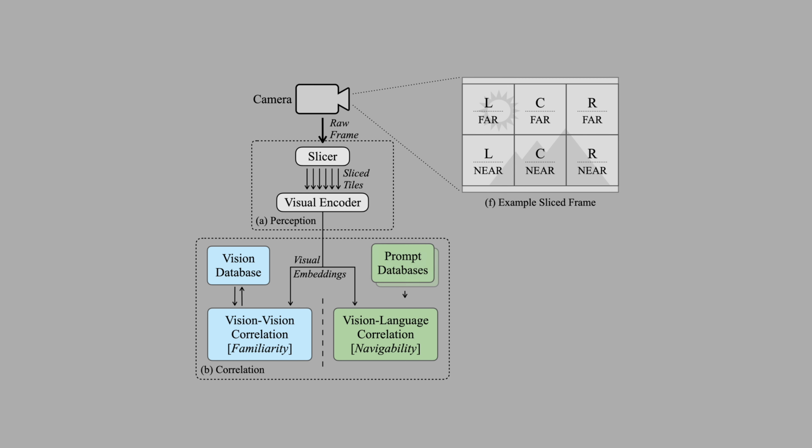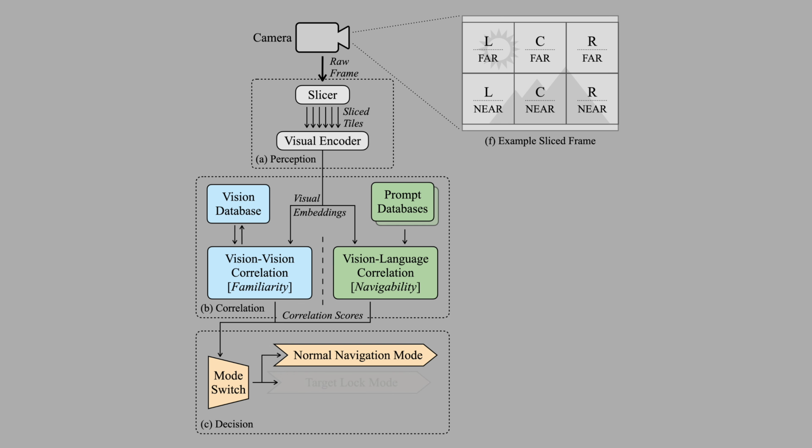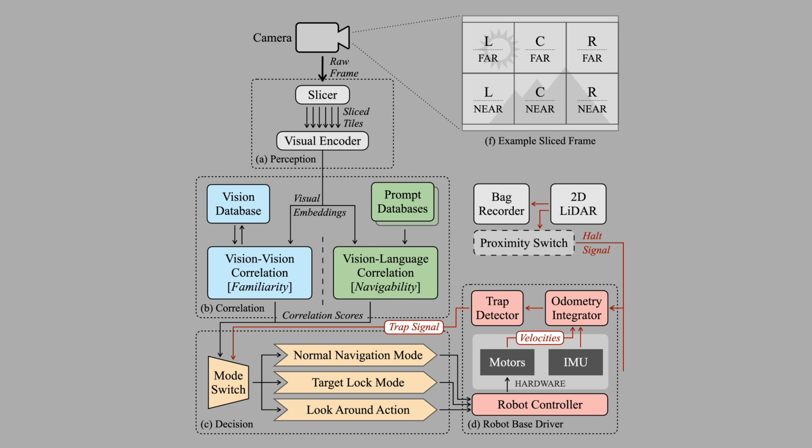The vision language correlation middleware correlates visual embeddings against precompiled prompt databases. It produces navigability score for visual navigation and optionally produces target confidence for target discovery. The correlation scores are passed to the decision backend. The decision backend translates the scores into actual motion of the robot. We implemented 3 operational modes: normal navigation, target lock, and look around. A software driver stack is developed to support real-world experiment with the proposed architecture.